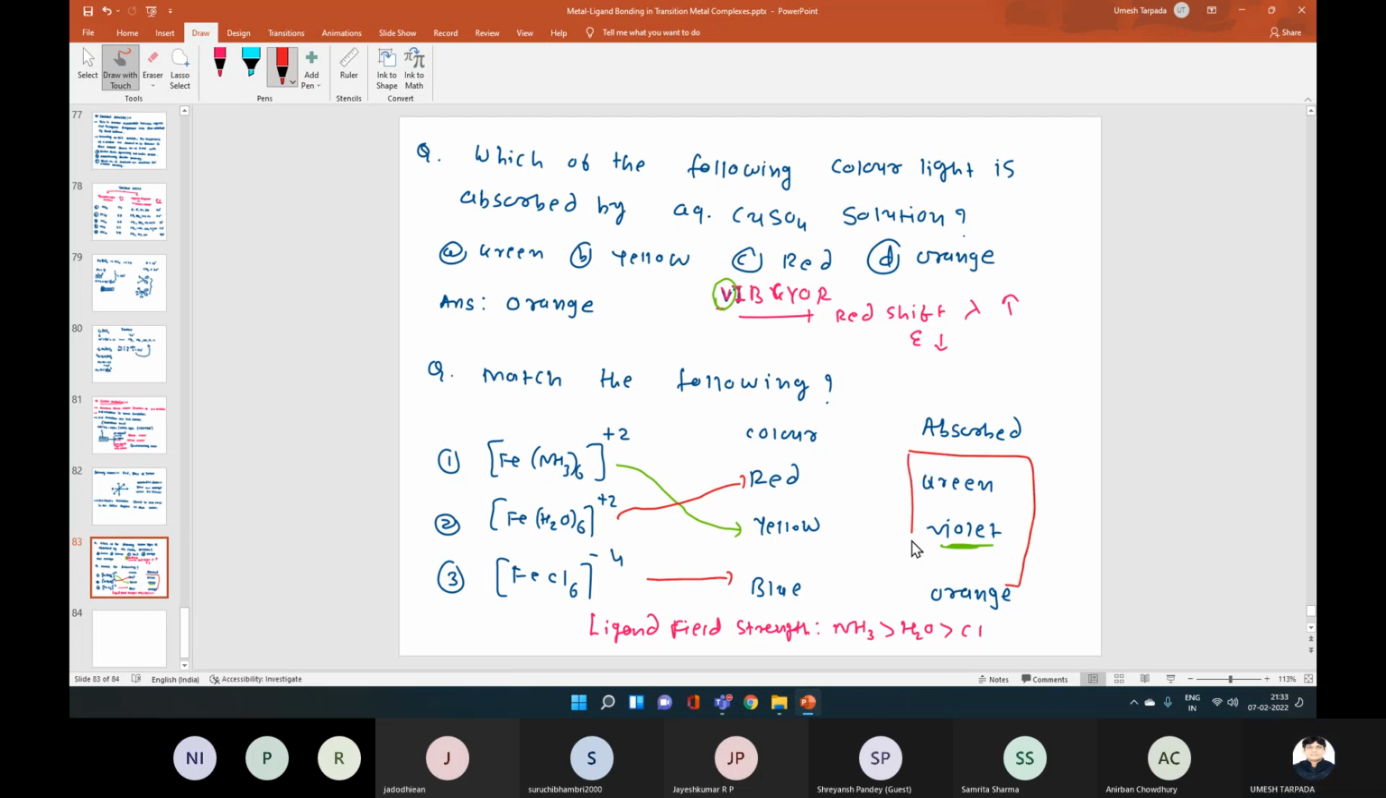Okay, इसको देखना है. Is it okay? Yes, sir. Fine. So this concept is, अगर लिगेंड स्ट्रॉन्ग है तो उनकी स्प्लिटिंग ज्यादा होगी, तो वो एनर्जी ज्यादा एब्जॉर्ब करेगा. एनर्जी ज्यादा एब्जॉर्ब करेगा तो वेवलेंथ क्या होगा? एनर्जी ज्यादा है तो वेवलेंथ decreases.